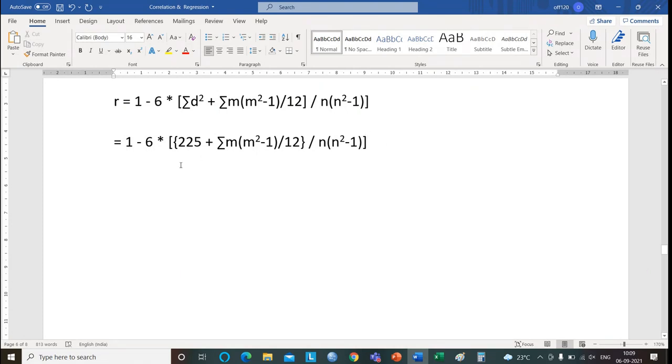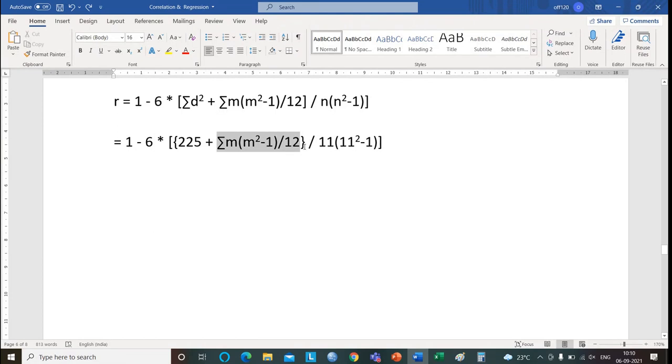This is the complete formula, right? So summation D square is 225. We have substituted that plus. And what is the denominator? How many observations are there? We have 11 observations. So 11 into 11 square minus 1. So that is the denominator.